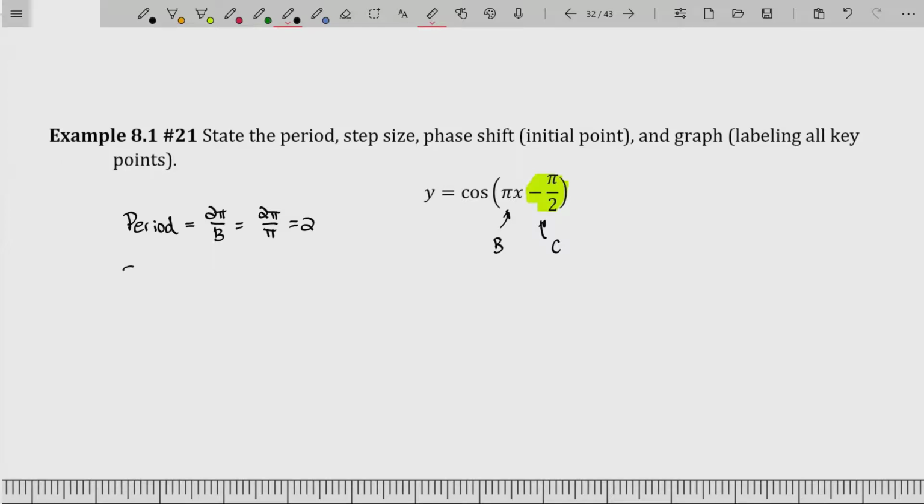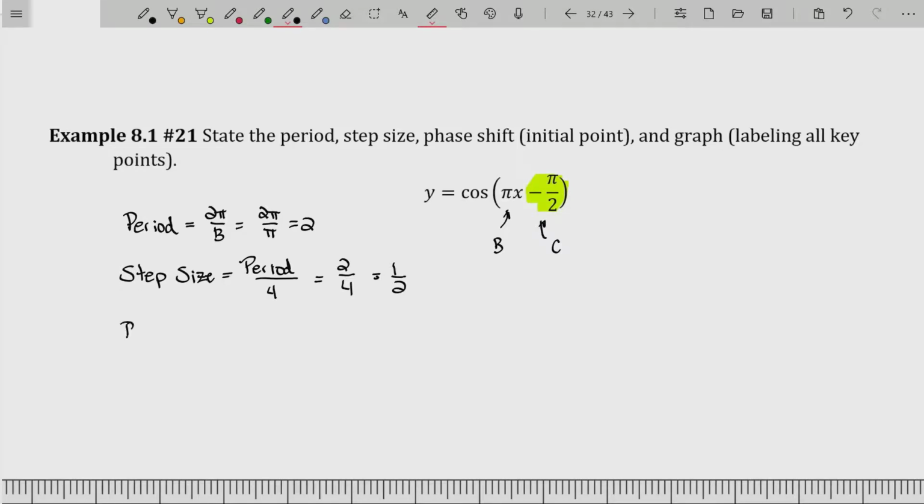And let's see, the step size is equal to the period over 4. By the way, this should showcase to you that periods for trig functions need not be multiples of pi. Step sizes don't need to be multiples of pi either. Look at that, step size of 1/2.